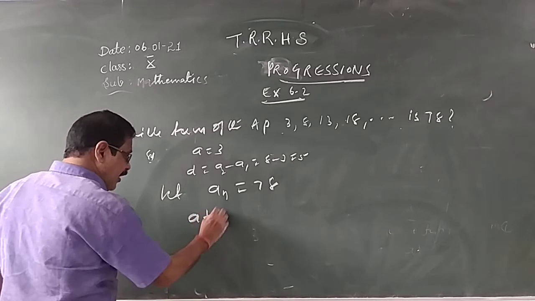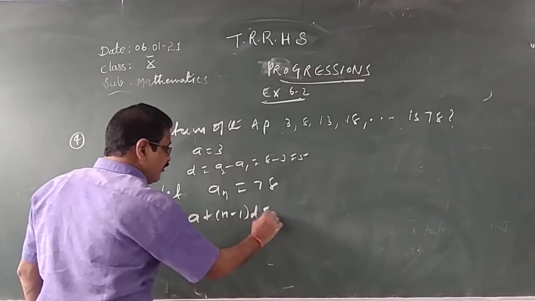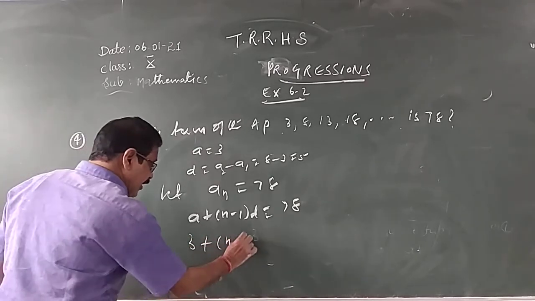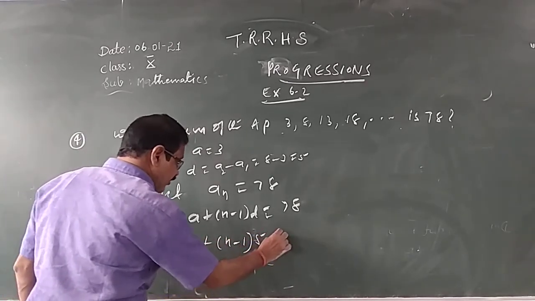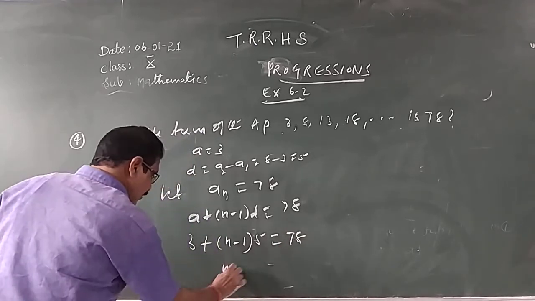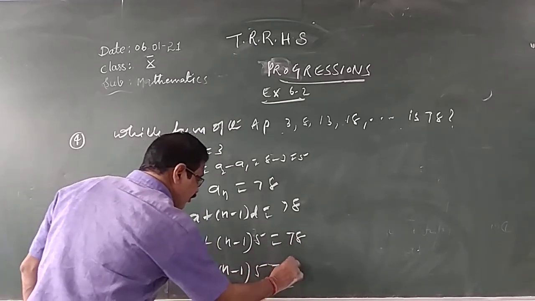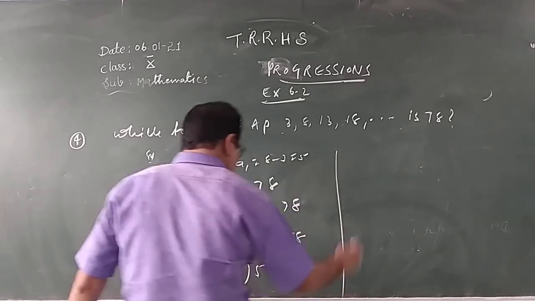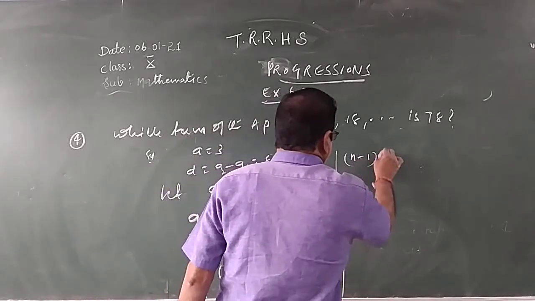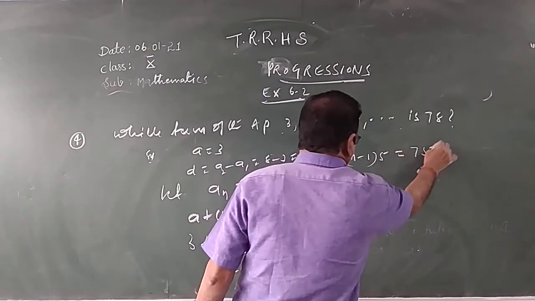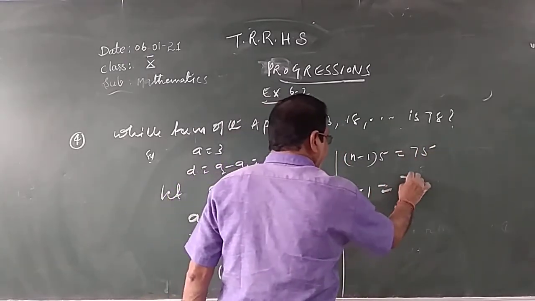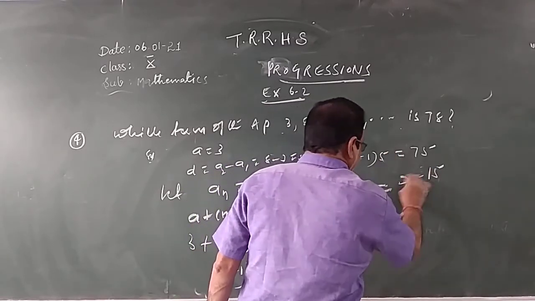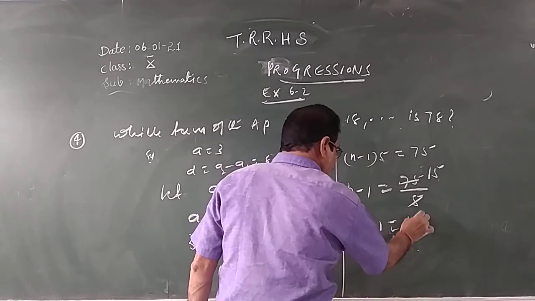What is the nth term formula? A plus n minus 1 into D is equal to 78. A is 3, so 3 plus n minus 1 into 5, since D value is 5, is equal to 78. n minus 1 into 5 is equal to 78 minus 3, shifting to the right side. So n minus 1 into 5 is equal to 75. Find n minus 1. Dividing by 5, 5 fifteens are 75. So n minus 1 is equal to 15.